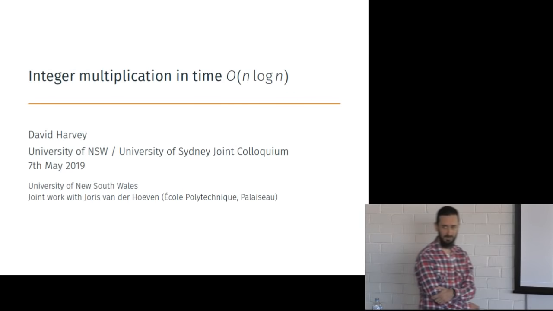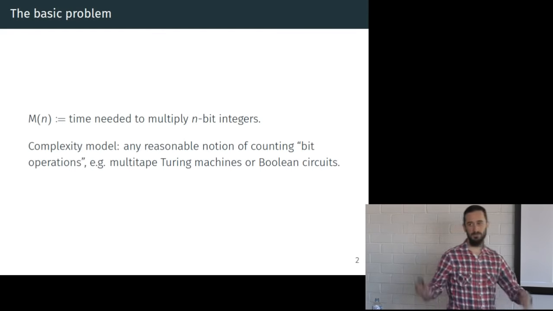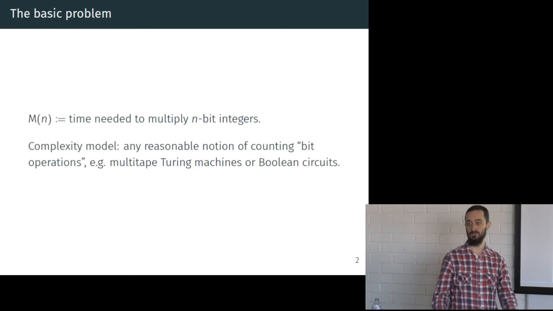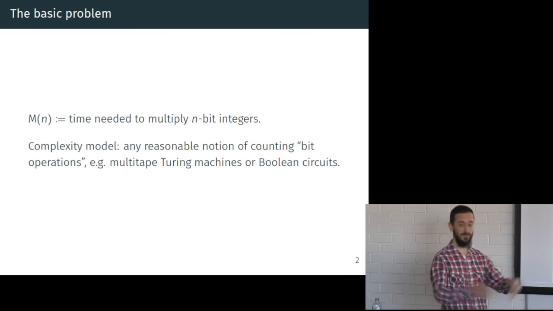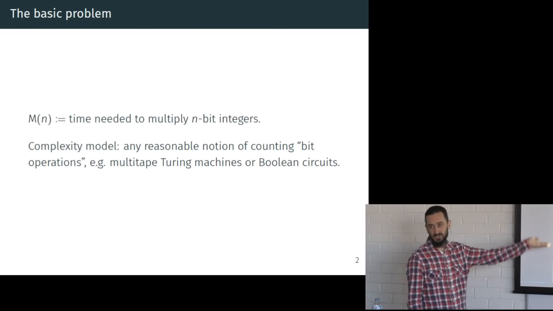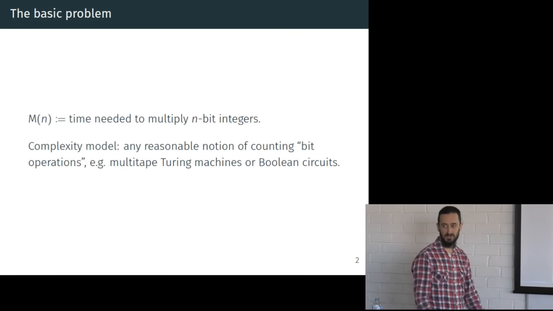So here's the basic problem. I give you two large integers with n bits, and your job is to compute the product of those integers, which generally will have about 2n bits. So bits means digits in binary. You can work in any base you want. Base 10 is fine, doesn't really make a difference.